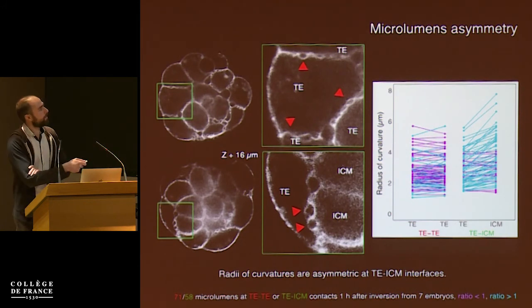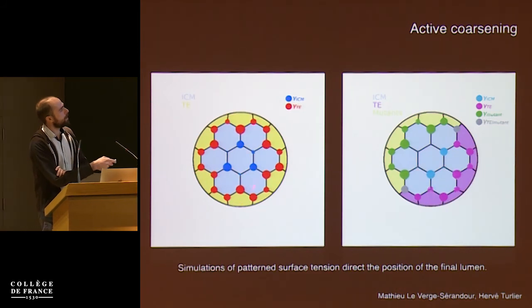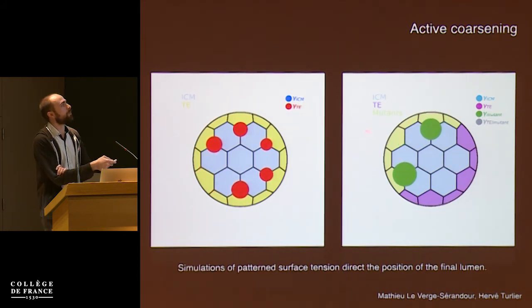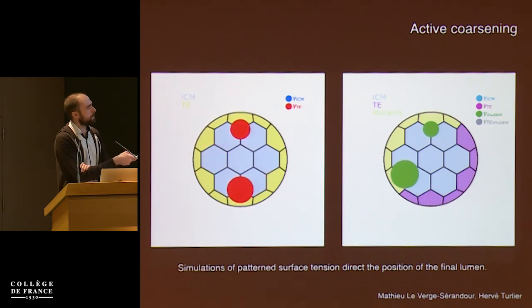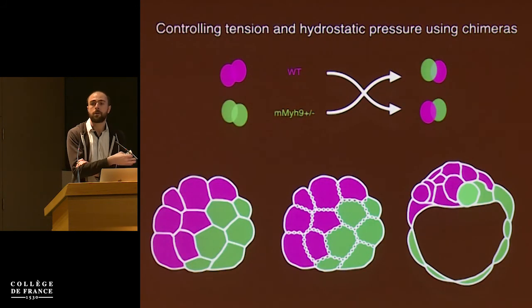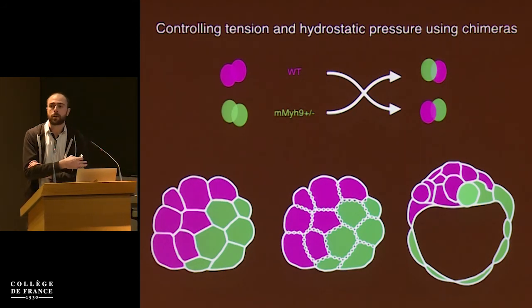So now the idea is that we have those two different tissues, with a lower surface tension in the trophectoderm and a higher tension in the inner cell mass, and this leads the lumen to form at the periphery. If we were to pattern the surface tension inside the trophectoderm, we could direct the positioning of the lumen. And so this is a simulation which recapitulates the experiment which we are going to do, which is to pattern surface tension by using chimeric embryos, made out of wild type and maternal myosin knockout embryos.